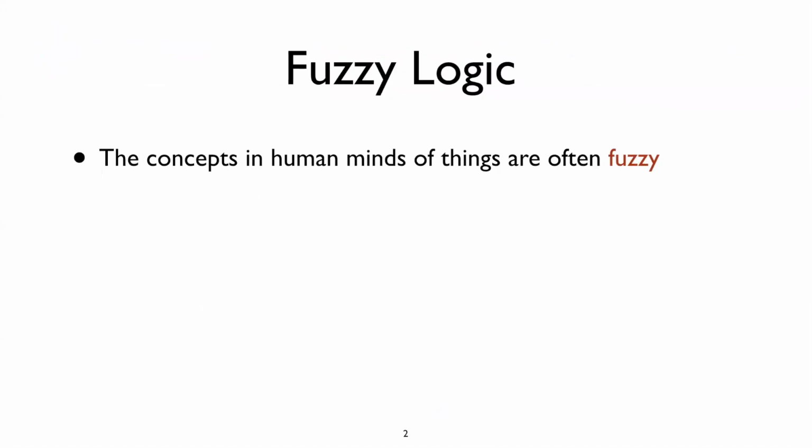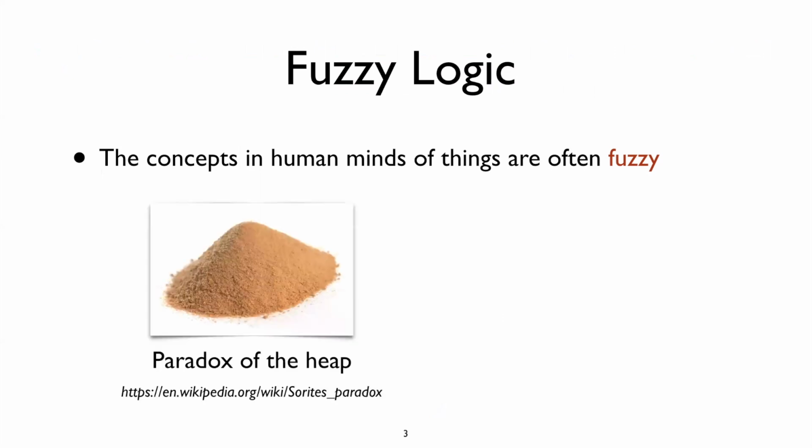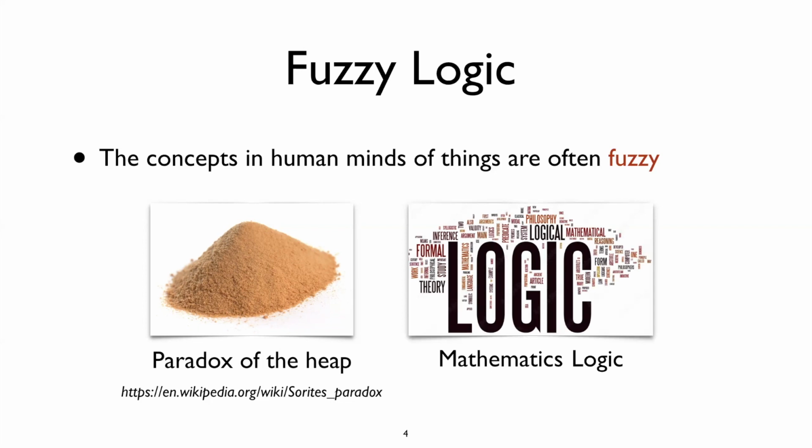So the concepts in human minds of things in the real world are often fuzzy, without precise boundaries and definitions. Assume that we have a sand heap consisting of 1 million grains of sand. If we take just 1 gram away, it's still a sand heap. We cannot determine how many grams we should take away to make the heap not a heap, because there's no clear boundary to determine how many grains of sand make up a sand heap.